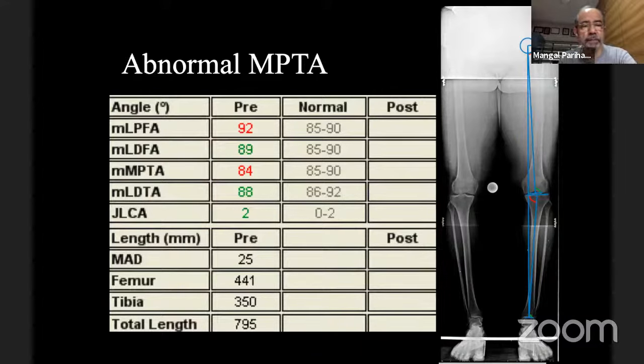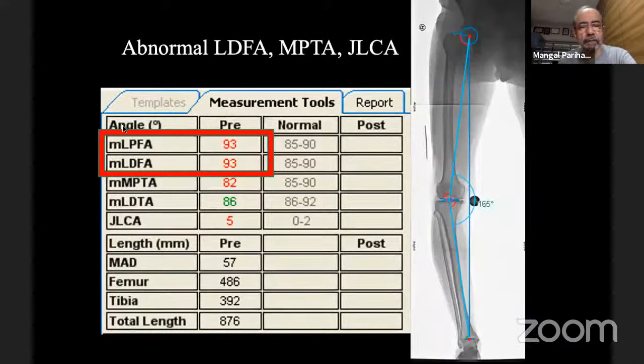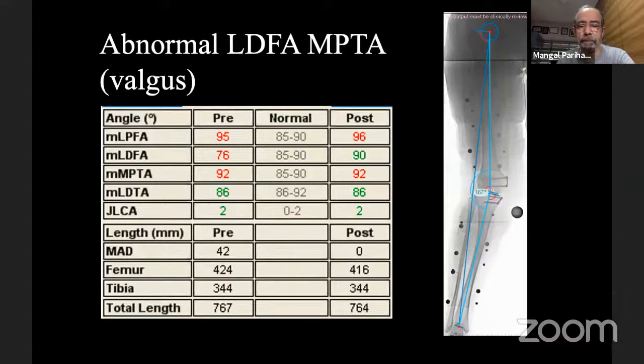or with a fixator, either. Now, a patient like this with an abnormal LDFA and an abnormal MPTA will not necessarily benefit from only an HTO. They do benefit, but the long-term results may be a little suspect. With the knowledge that we have now, for this kind of patient, I would consider a double osteotomy. This is not varus, this is valgus, but valgus also in younger patients gives rise to a cosmetic deformity. In older patients, it gives rise to osteoarthritis.